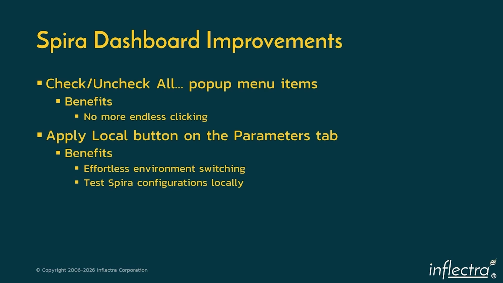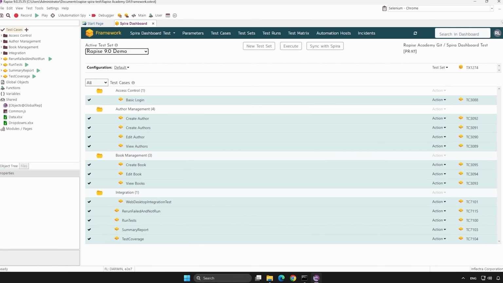Now let's talk about workflow improvements inside the Spira dashboard. We know that managing large test suites can involve a lot of repetitive clicking. So we've added check and uncheck all menu items to speed up test case selection. We also wanted to make configuration of tests easier. There is a new Apply Local button on the Parameters tab that lets you easily switch between configurations and validate your changes locally. It is very easy to use these new productivity features of the Spira dashboard.